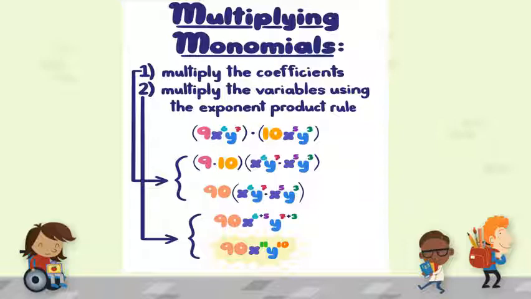So the product of two monomials, that is 9 x raised to 6 y raised to 7 into 10 x raised to 5 y raised to 3, gives us the answer 90 x raised to 11 y raised to 10, which is again a monomial. Here we discussed the case of multiplying two monomials.